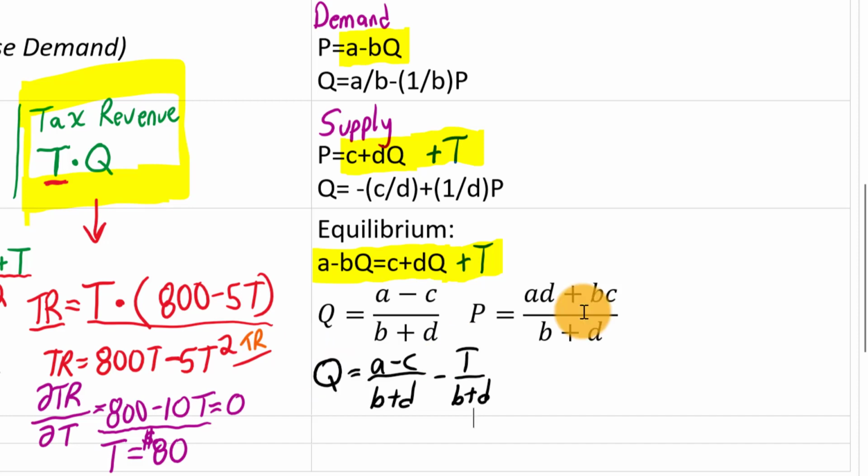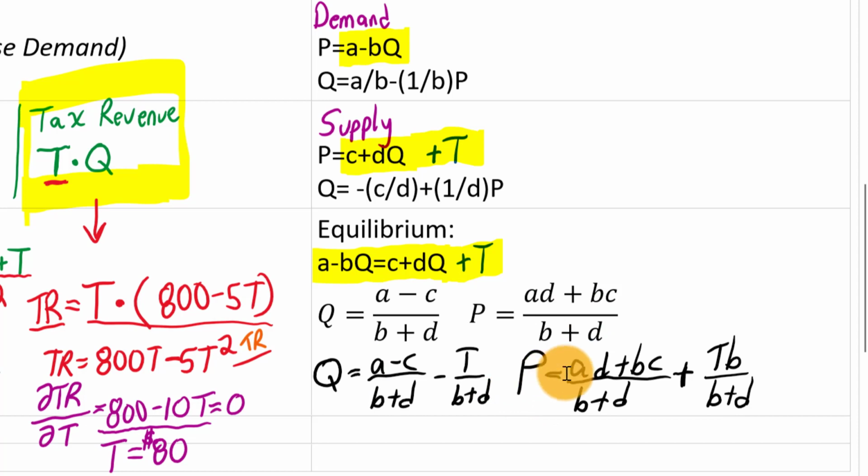Now the equilibrium price, just in case you were wondering, this is what this function is going to look like. And I encourage you, if you're interested in getting better at doing this kind of math and economics, sit down and do these to make sure that you can get the same answers. So that equilibrium price is going to be the same as it was before plus this extra term, T times B divided by B plus D.